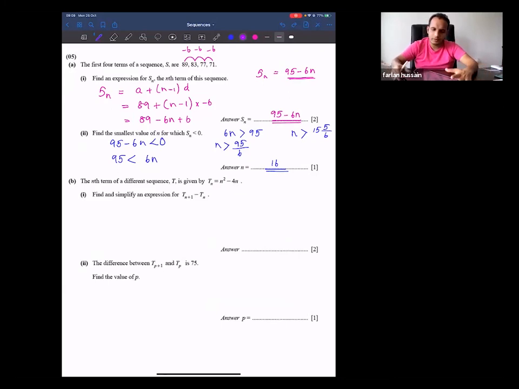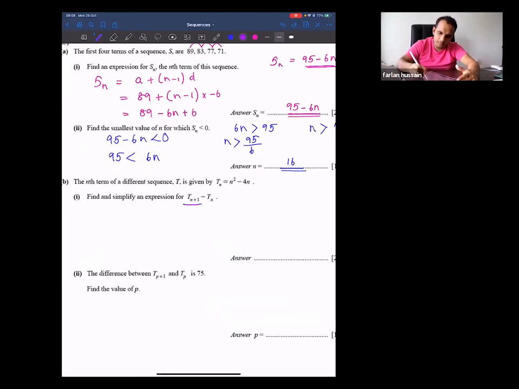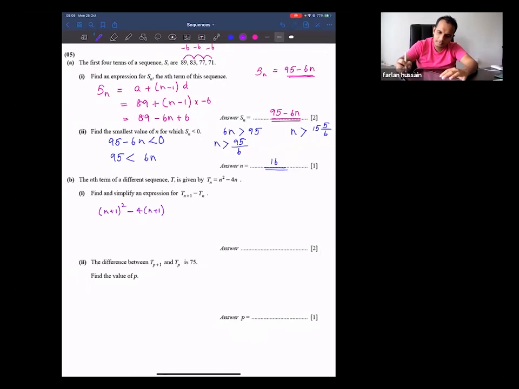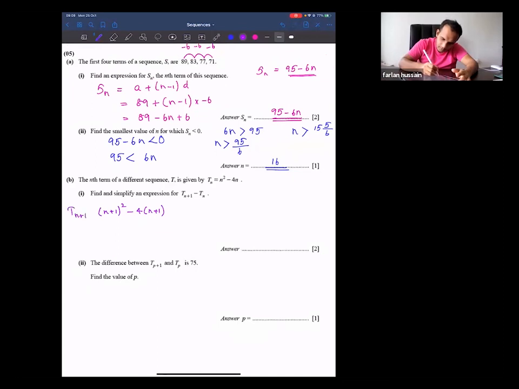Now look at this. What is tn plus 1? So tn means n square minus 4n, right? So t5 means you put n equals 5. If you want tp, you put n equals p. So if you want tn plus 1, you need to replace this n with n plus 1. So tn plus 1 is going to be (n plus 1) square minus 4 times (n plus 1). This is the n plus 1 term.